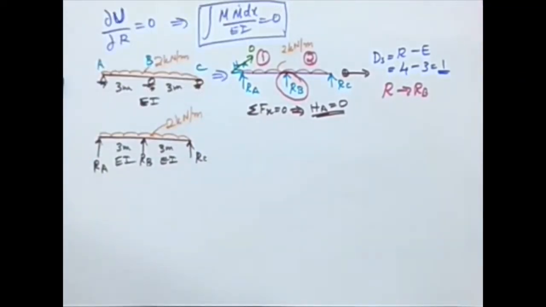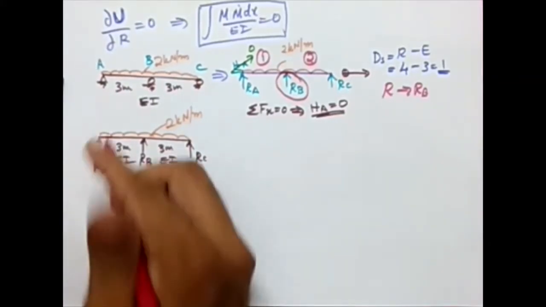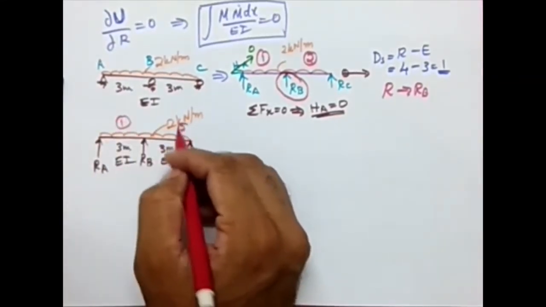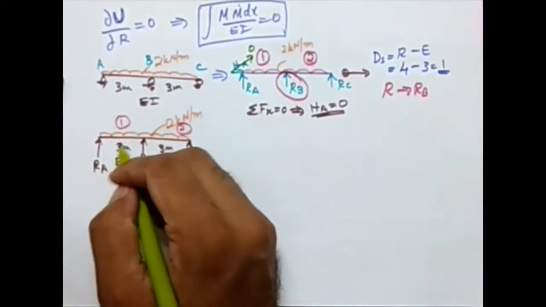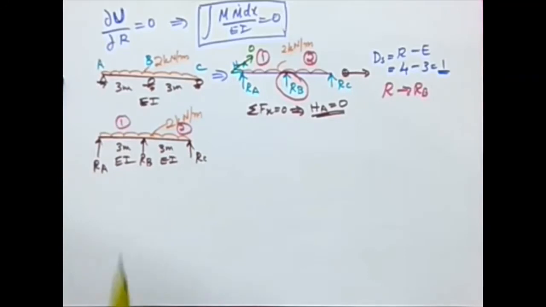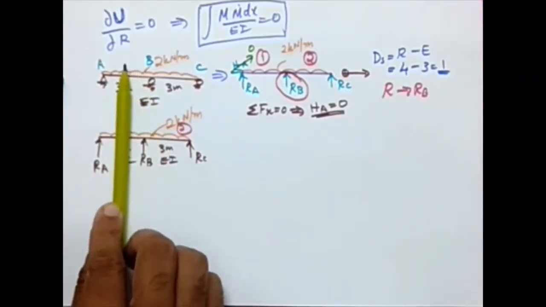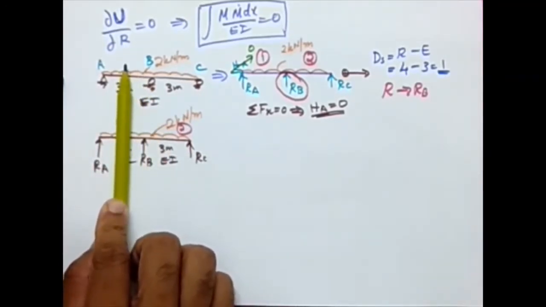Now, how will we be approaching this problem? We have two segments. In each segment, we'll be taking a section and writing the expression for bending moment. When I consider a section here in segment 1, which side is preferred, left side or right side?